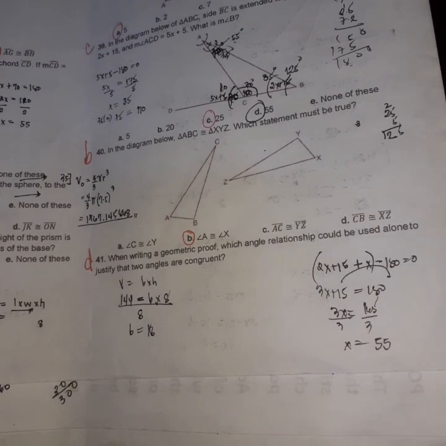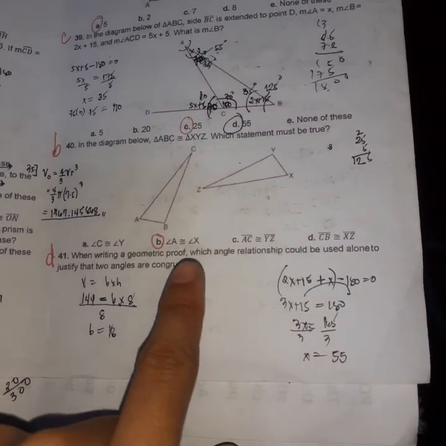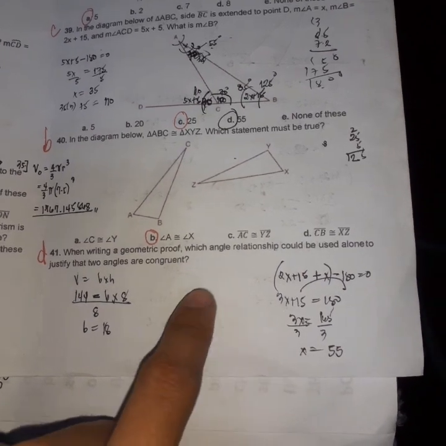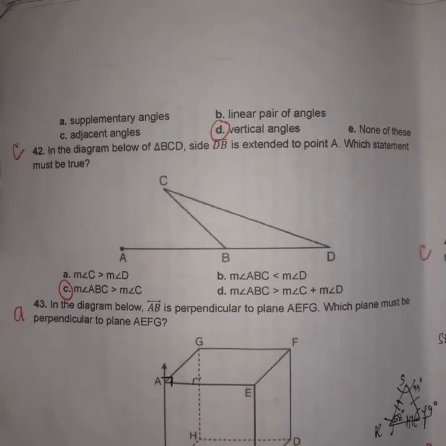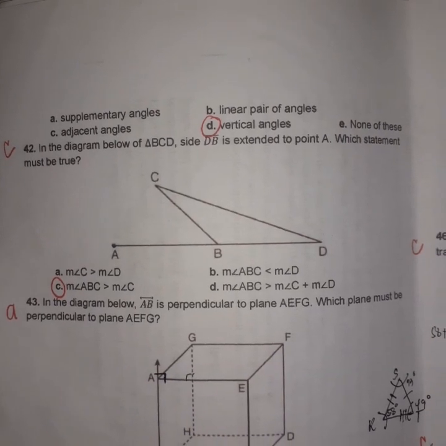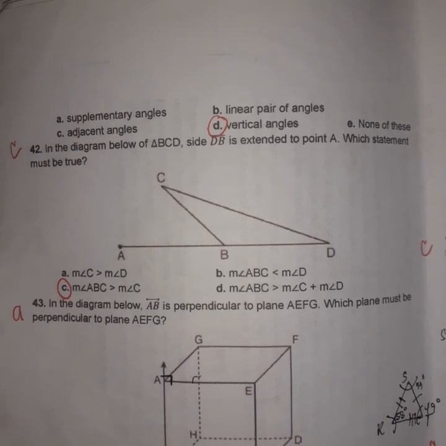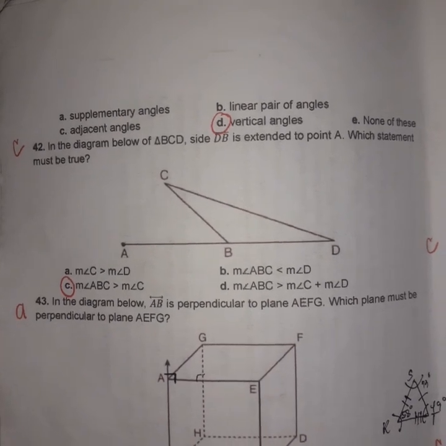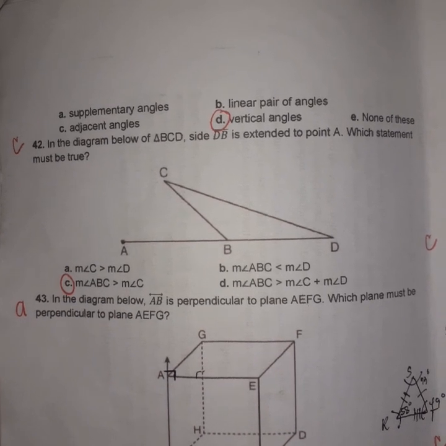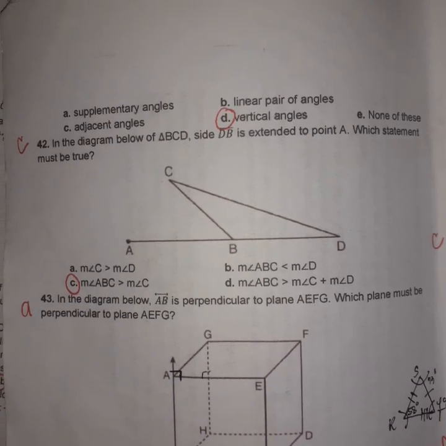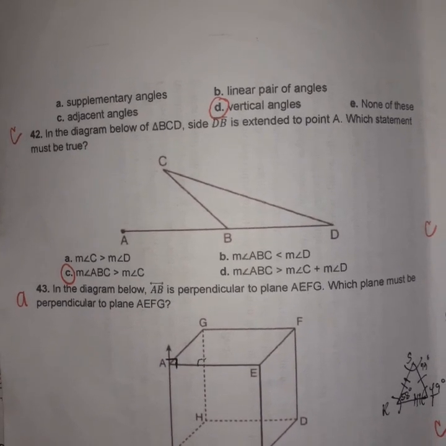Number 41. When writing a geometric proof, which angle relationship could be used alone to justify that the two angles are congruent? We have all the choices here. Supplementary angles, adjacent angles, and linear pair of angles have a sum of 180 degrees, while vertical angle states that all vertical angles are congruent. Hence, our answer is letter D.